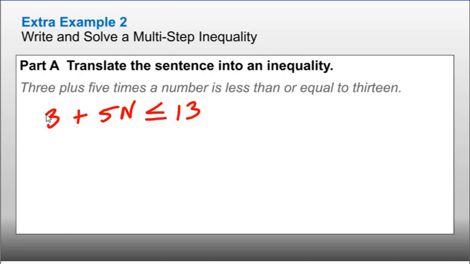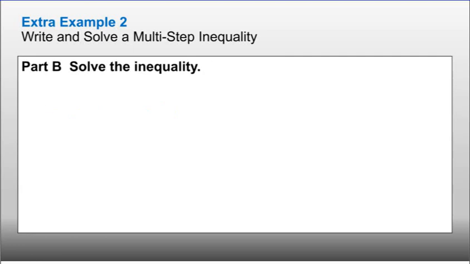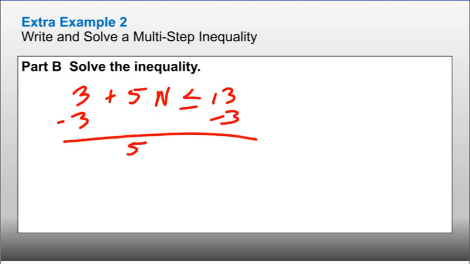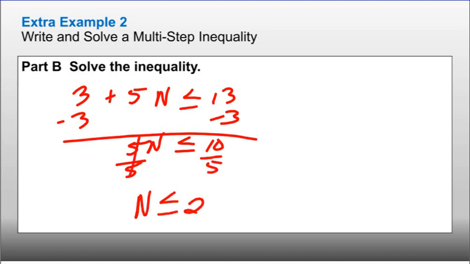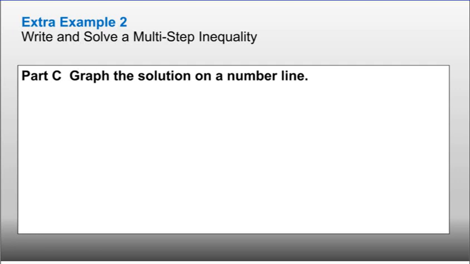So now I solve, next part is to solve it. So we have 3 plus 5n is less than or equal to 13. To solve it, I'm going to subtract 3, and I have 5n is less than or equal to 10. Divide everything by 5, and I'm left with n is less than or equal to 2. Then we're going to graph that.